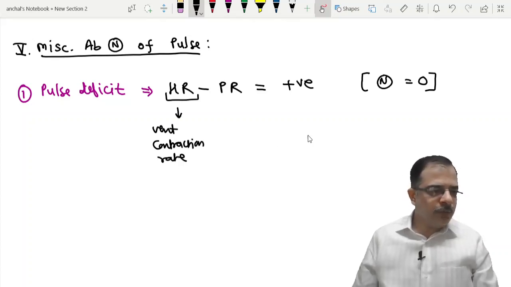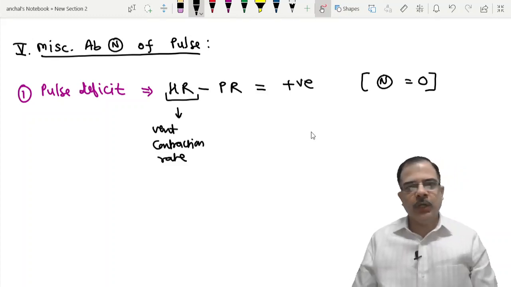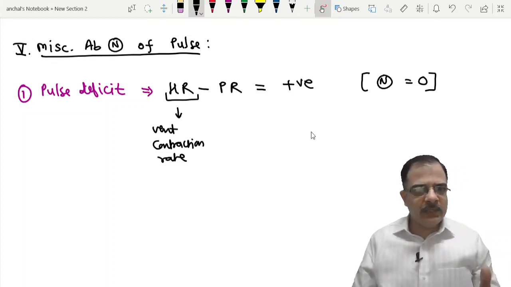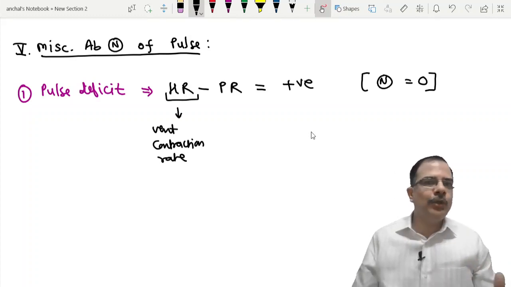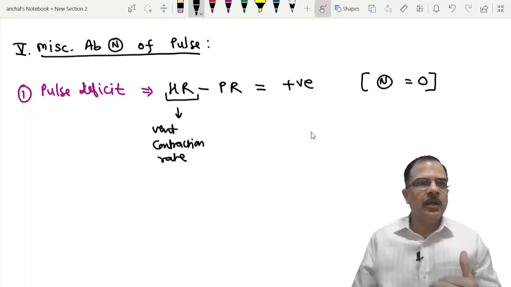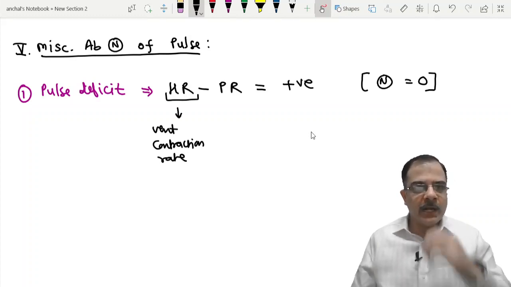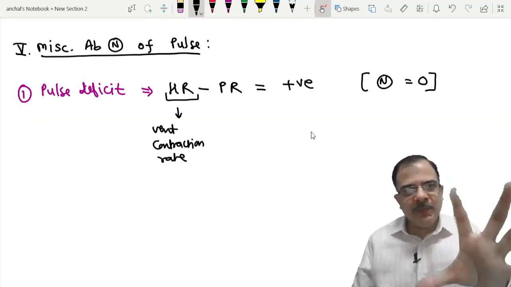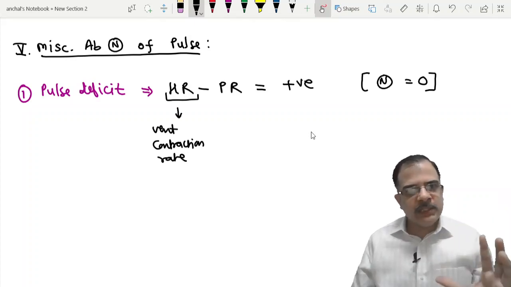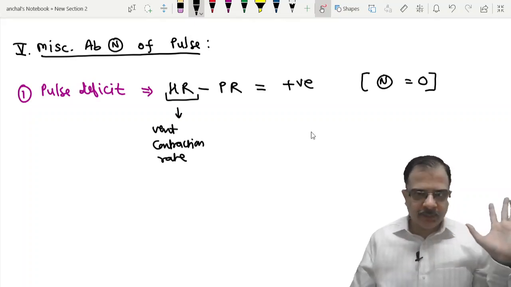Are pulse volume and amplitude the same? No. The pulse amplitude will be determined by blood volume. So we can't say pulse volume. Pulse volume is pulse pressure. Remember, pulse volume is equal to pulse pressure.